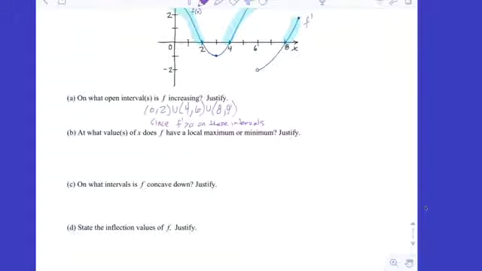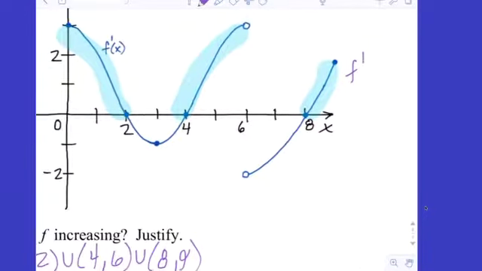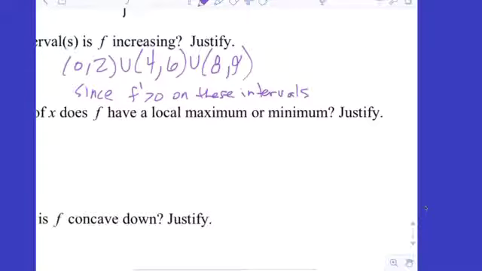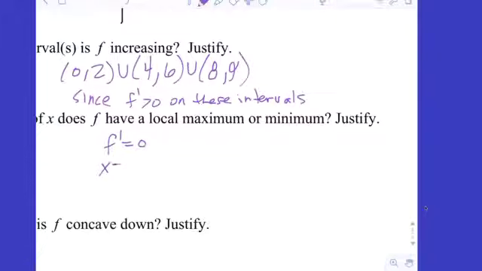Part B, where do you have a local max, local min? All right, let's get the critical values. The critical values are where the derivative is 0 or undefined. Critical values equal to 0 at 2, 4, and 8. So let's say that. F prime equals 0 at x equals 2, 4, and 8.